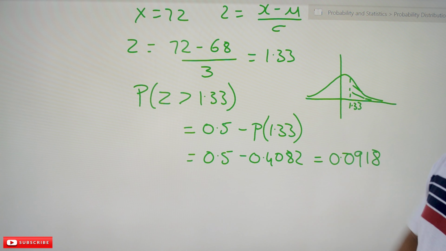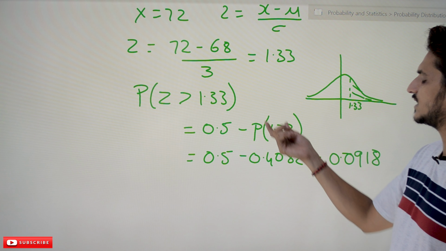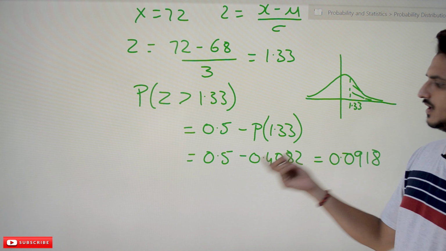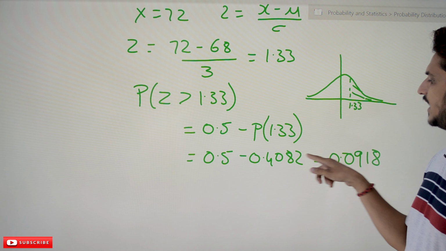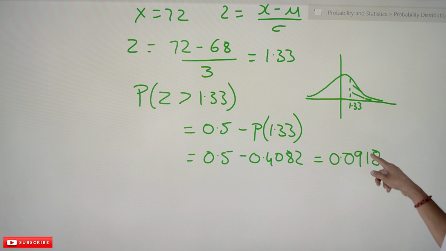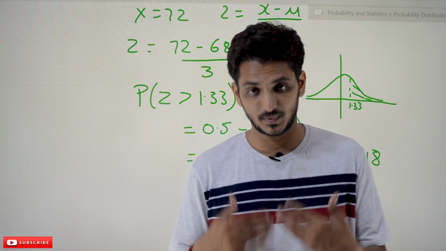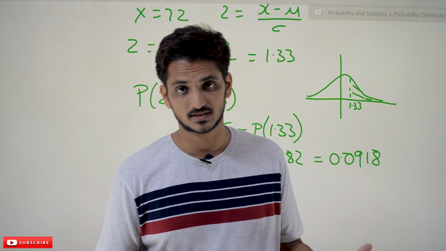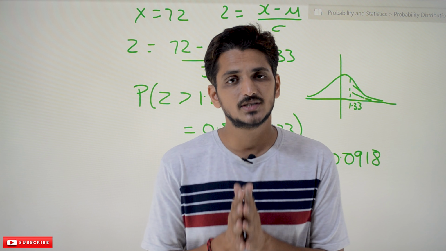Probability of z greater than 1.33 means we have to identify this. This can be given as 0.5 minus the probability of 1.33. So 0.5 minus this probability value, which is 0.4082, gives 0.0918. This is the probability value. So this is how the basics which we covered in our last classes are used to identify the probability values. Hope you understand these examples.